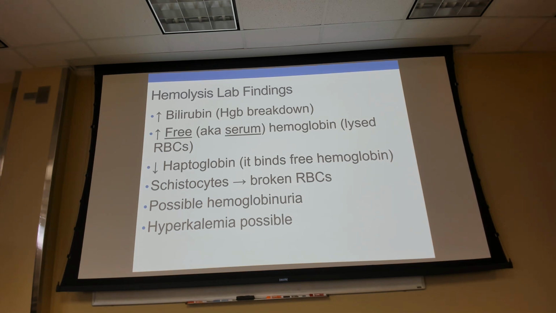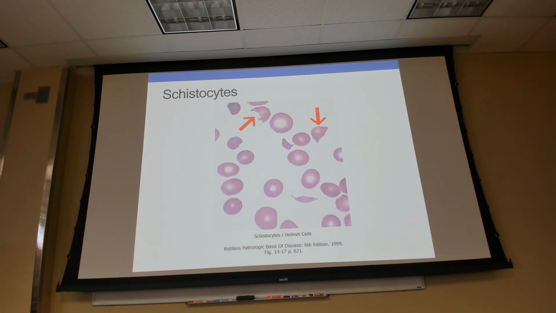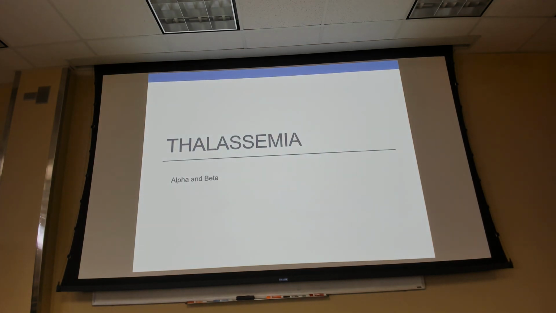If you have them hemolyzing, you can see schistocytes, where your body has played Fruit Ninja with your red blood cells. You can have some red blood cells in your urine, and then since they are lysing open with hemolysis, potassium is an intracellular ion, so it comes out, thus you have hyperkalemia. Schistocytes again, Fruit Ninja of the body.